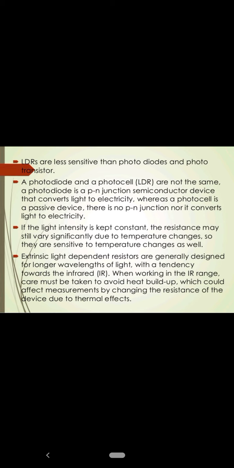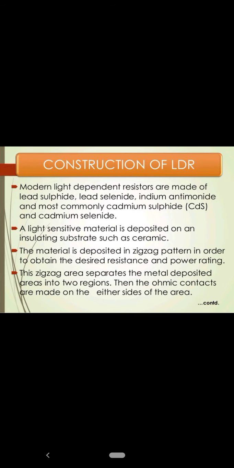Extrinsic light dependent resistors are generally designed for longer wavelengths of light, with a tendency towards the infrared. When working in the IR range, care must be taken to avoid heat buildup, which could affect measurements by changing the resistance of the device due to thermal effects.